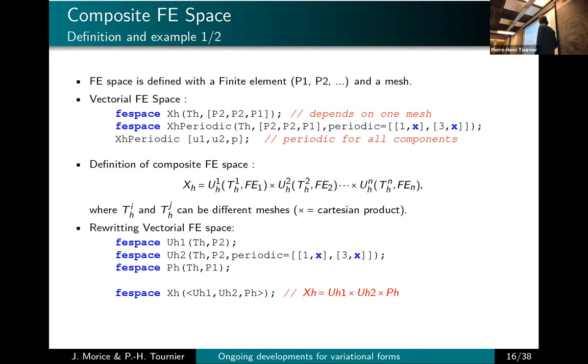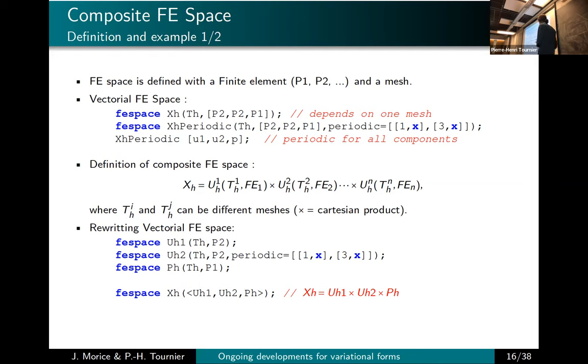this limitation, to add a more complicated space, in the sense that you define the new space as a Cartesian product of different spaces that can be defined by the previous method, and you can have, for example, different meshes, and they can be different types of meshes.